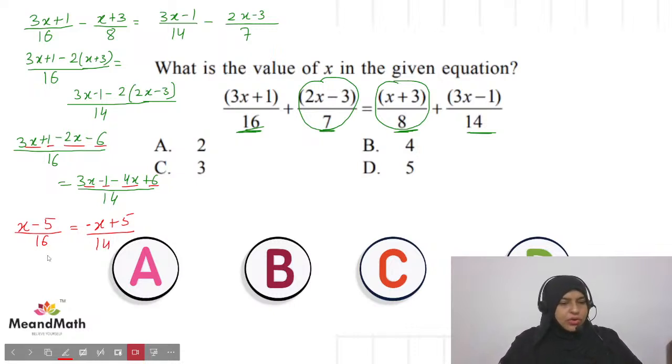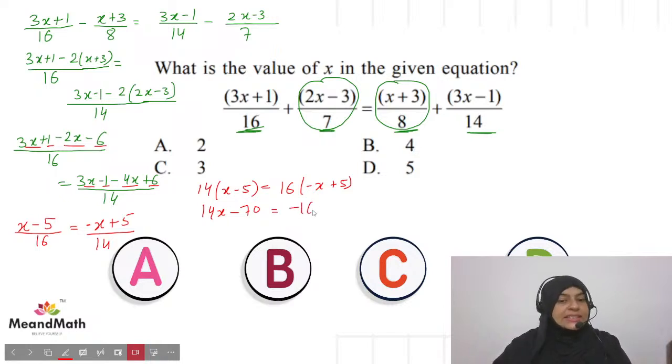First of all, 14 multiplied with (x minus 5), right? And 16 multiplied with (minus x plus 5). So it is 14x. When you multiply 14 with 5, you will get 70. And it is minus 16x. When you multiply 16 with 5, you will get 80. So it is 80, correct? Let's solve it further.